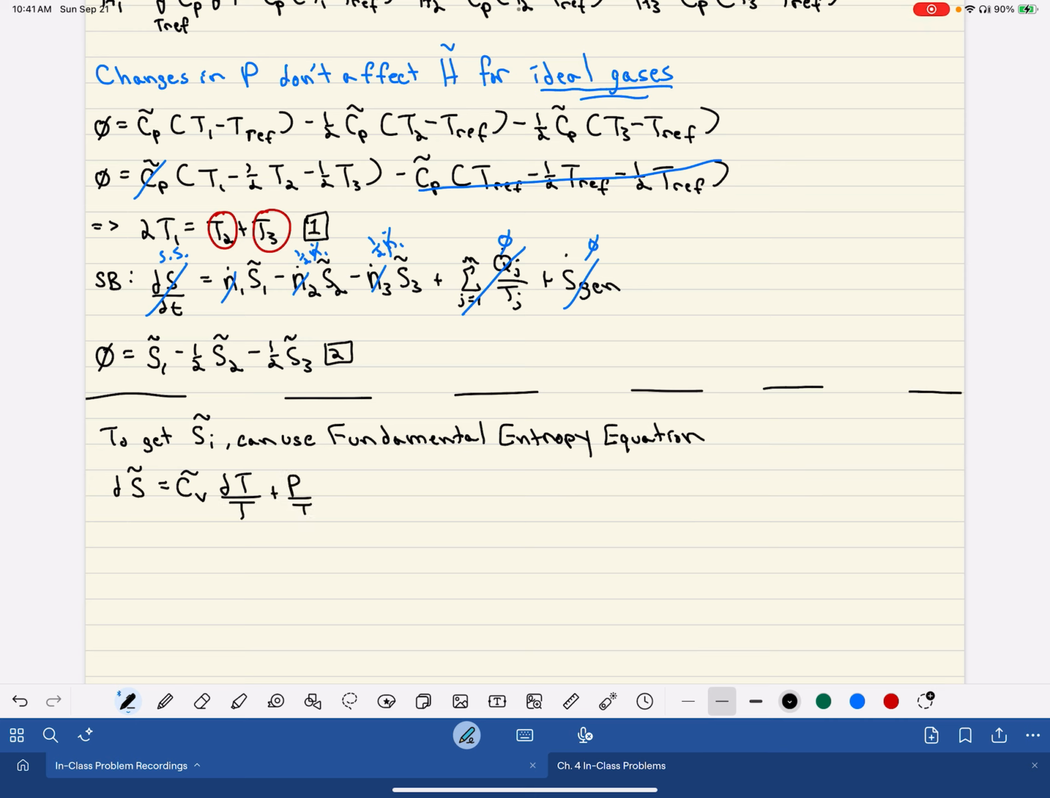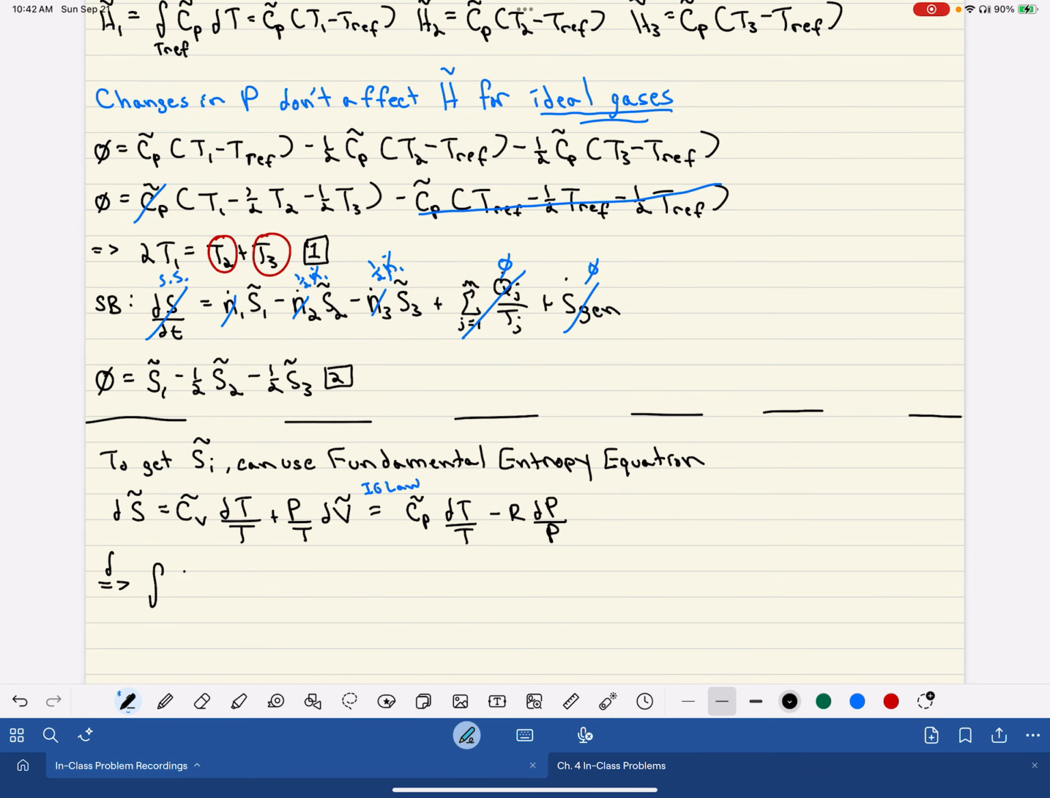Plus P over T dV. And if you use the ideal gas law, which you saw in chapter 4 in class problem 4, you're able to convert the fundamental entropy equation into this form, where now the main variables we care about are temperature and pressure, which is the exact properties we were given in the problem. So if you integrate this equation out, what you get is your delta.